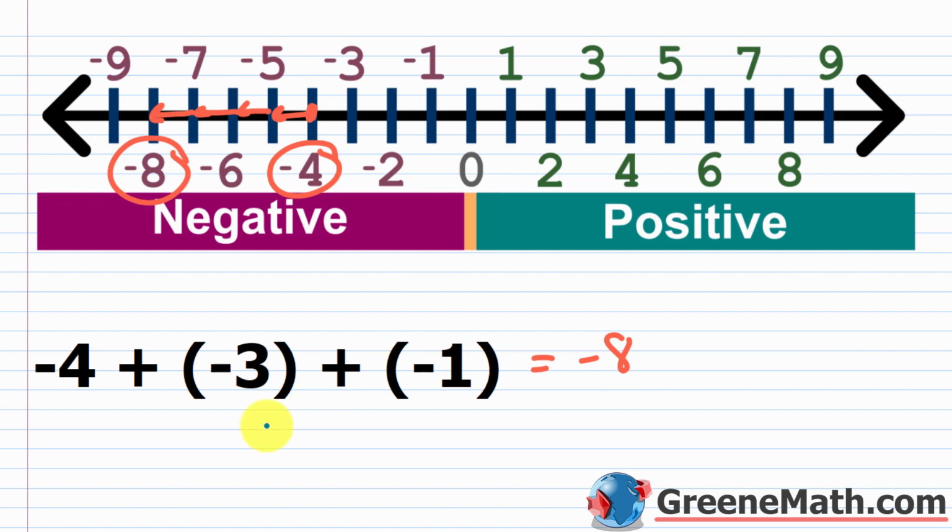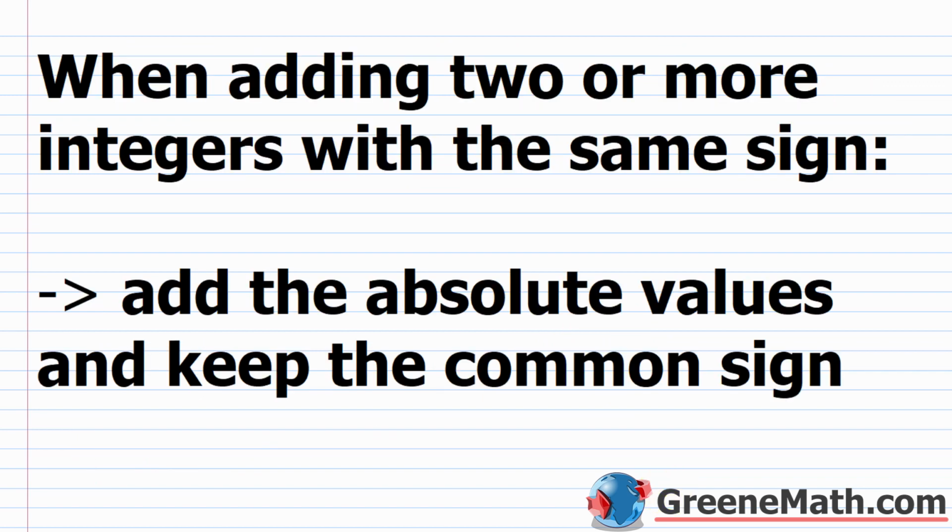Once again, you could just add 4 plus 3 plus 1. So 4 plus 3 is 7. 7 plus 1 is 8. And you're just attaching the common sign. I owe $4. I have another debt of $3 and another debt of $1. How much do I owe in total? Well, I owe $8, which can be represented with negative 8. All right, so let's look at the rule, which I think is pretty easy at this point to understand.